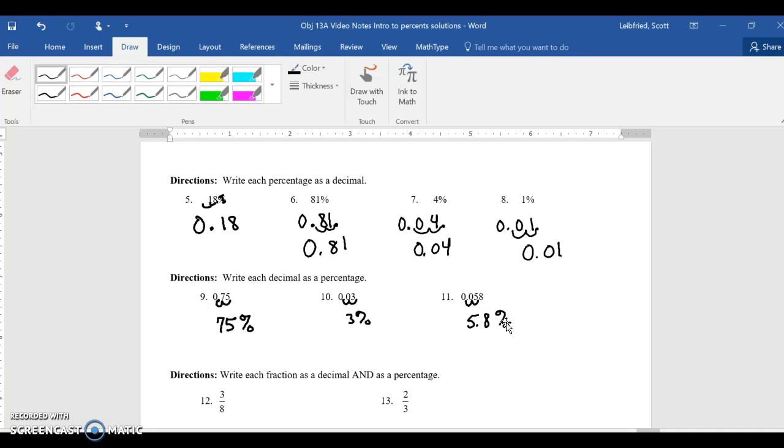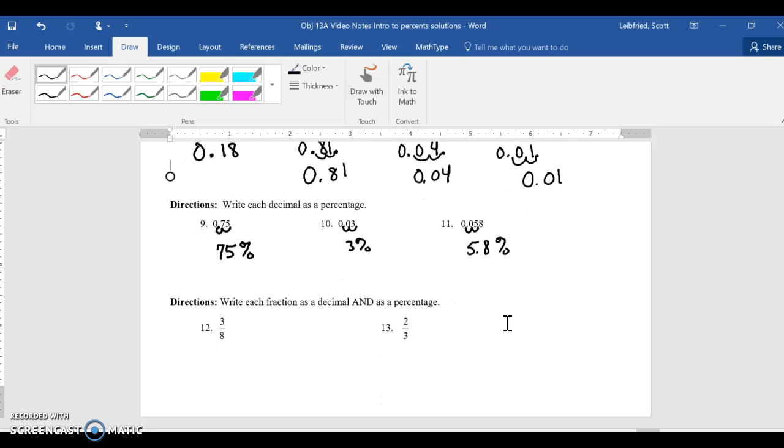Let's look at number 12 and number 13. It says, write each fraction as a decimal and as a percentage. This gets a little trickier because the one thing you'll notice in 12 and 13 is that the bottom number is not 100. If this bottom number is not 100, you have to do something different.